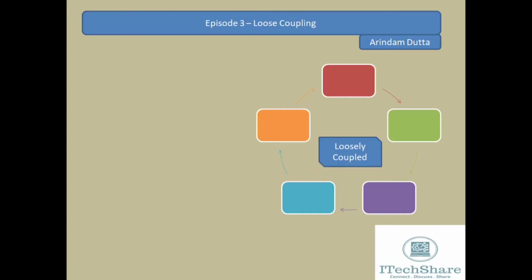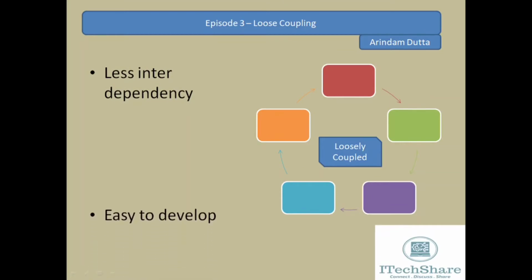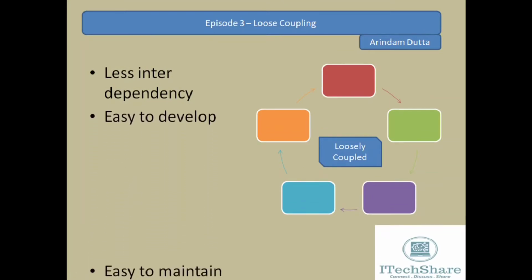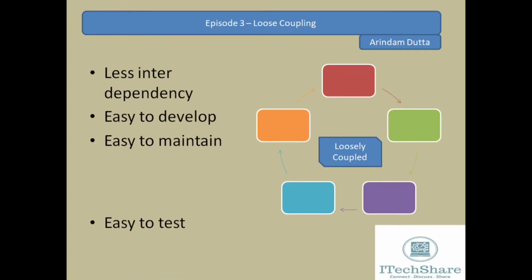wherein in loosely coupled system the dependency is less, and that's why it's easy to develop. You don't need to focus on each and everything. You can just go ahead with the specific changes. That's why it's easy to maintain and it needs less cost to maintain. And of course, easy to test too.